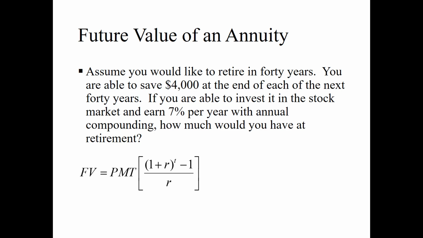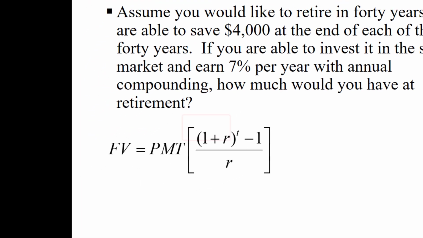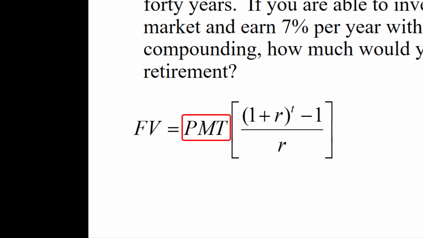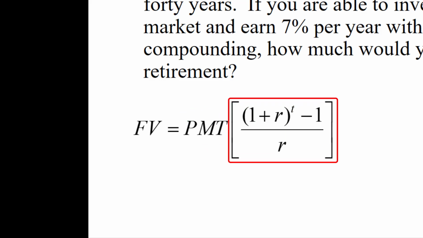And so here we see our equation, where our future value is going to be equal to our payment, or PMT, which is our annuity, times the quantity that we would call our future value interest factor of an annuity. And that is the quantity of 1 plus r to the t, minus 1, all over r.